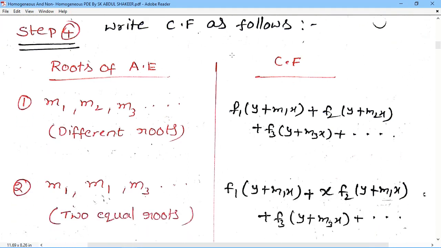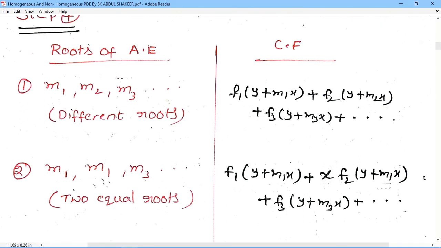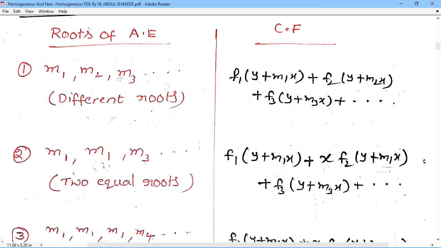In step 4, we have to write the complementary function. For this, we consider three cases based on the roots of the auxiliary equation. Suppose there are three different roots, m1, m2, m3. Then we write the complementary function as f1(y + m1x) + f2(y + m2x) + f3(y + m3x) and so on. So when the roots are different, we write the complementary function as it is.